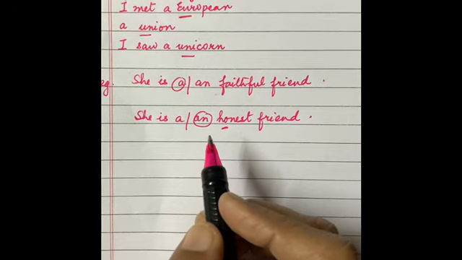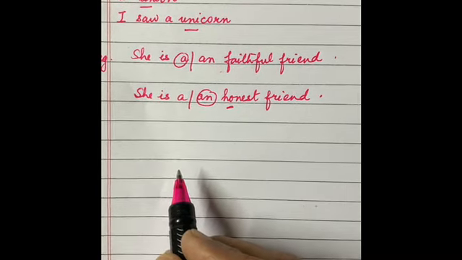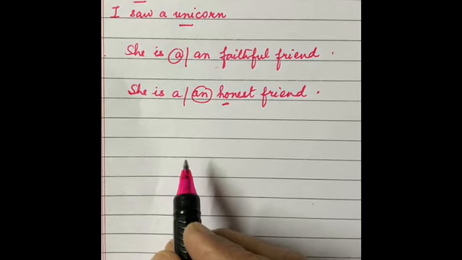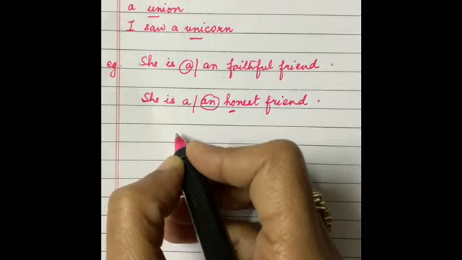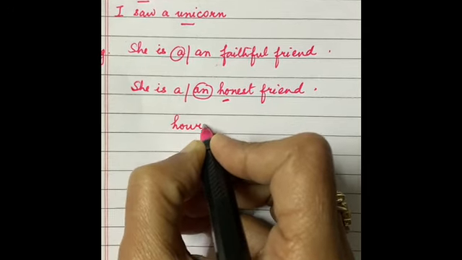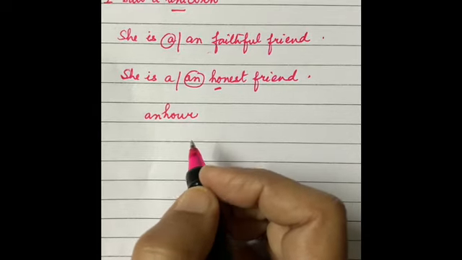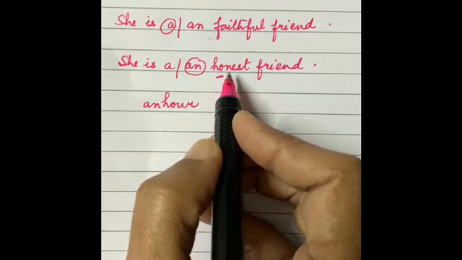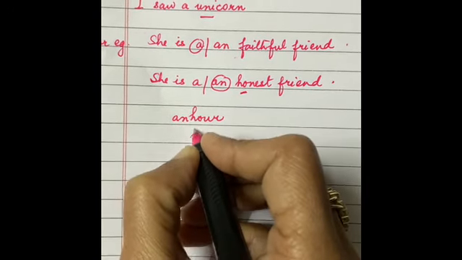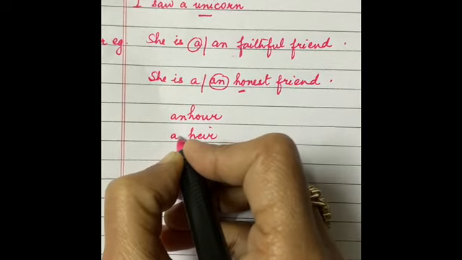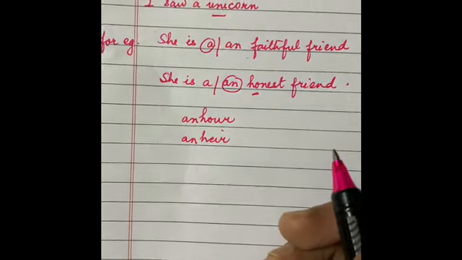Right? So just like honest, there are a few more words which you should keep in mind, which begin with consonants but have vowel sounds. For example, an hour. Honest, hour. And now an heir. She is an heir of a palace or so and so.